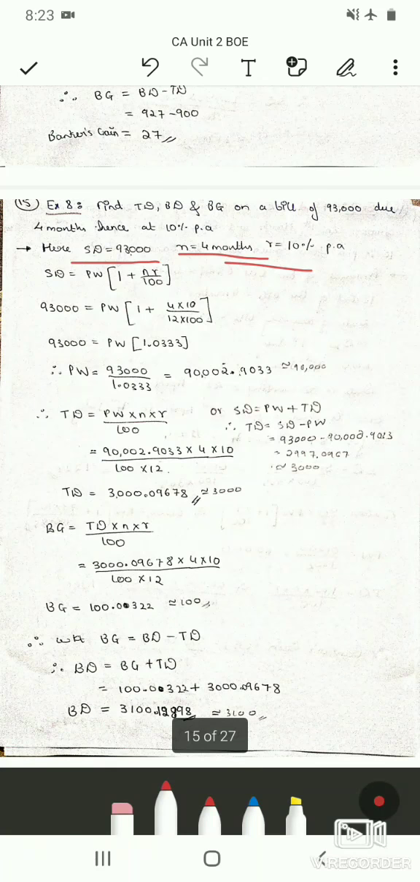See, banker's discount is 3,100, true discount is 3,000. Therefore banker's gain is 100 rupees. So any way you can solve, you will get the same answer.